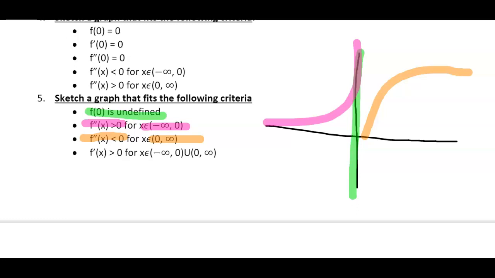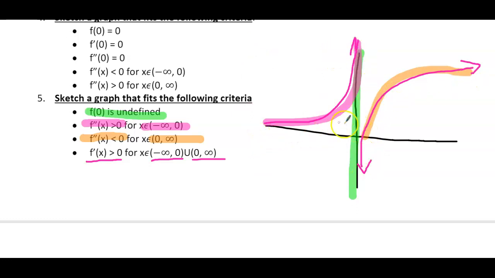And then finally, I see that my first derivative is greater than 0. That means my graph has to be sloping up. And that's everywhere except for 0 because it doesn't exist there. So my graph would be looking something like this, sloping up and sloping up. And it can't touch this middle line, so it just kind of keeps going in an upward direction there and a downward direction there.